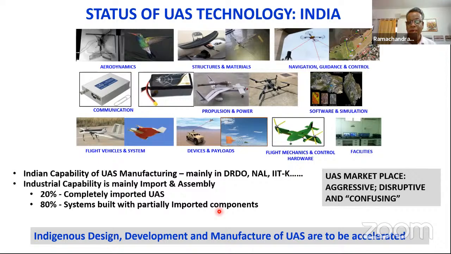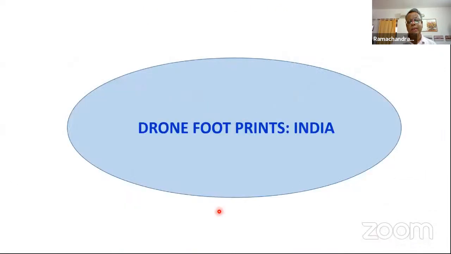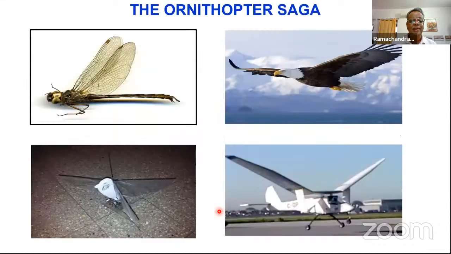And this is something which is very, very worrisome, and we need to do that. If you look at the footprint of drones in India, in our country, you can see the flappers, the ornithopters. Ornithopters are also called flappers. This development which has taken place is based on biological models, that is the insects and the birds, which have actually inspired people to build a metallic bird, which is called an ornithopter.